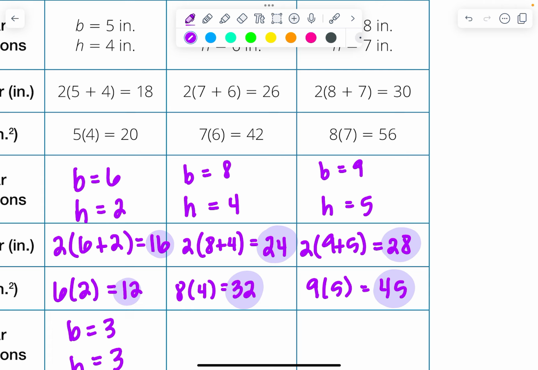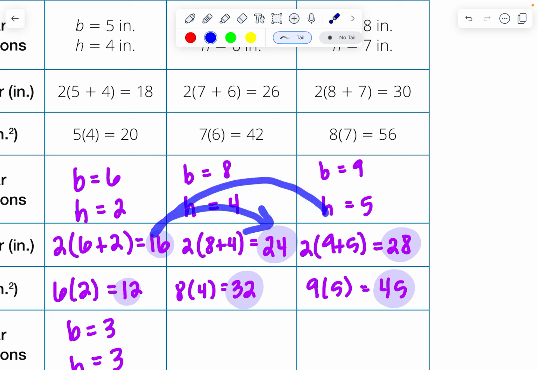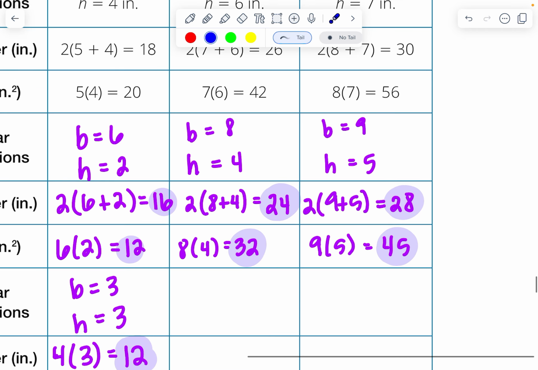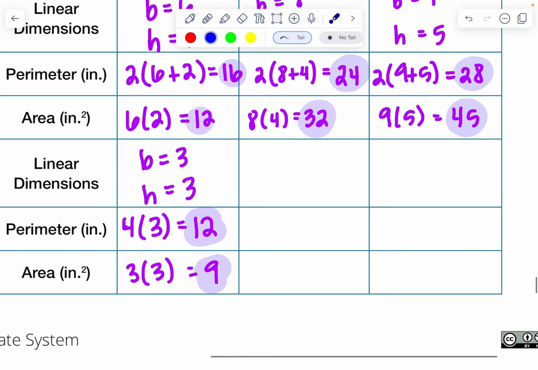Okay, so looking here, let's see if we can see any patterns. Well, it's obviously increasing, but it's not increasing by a factor. This one increased by 8 and then increased by 12. So 16 plus 8 is 24. 16 plus 12 is 28. There isn't anything that we're doing here. We're adding. So 12 plus 20 is 32. And then 12 plus 33 is 45. So let's see if that pattern holds true for the next one.